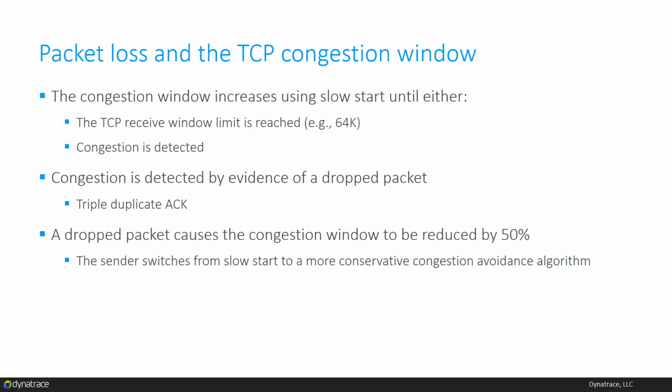So I won't go into detail on that, but it's basically 4 ACKs in a row, the single ACK and then 3 duplicates that inform the sender that we're still waiting for some data, and we're identifying that by the sequence number. When a packet is dropped in this scenario, it has the effect of reducing that congestion window by 50%. And then slow start is turned off and a more conservative congestion avoidance algorithm is used.